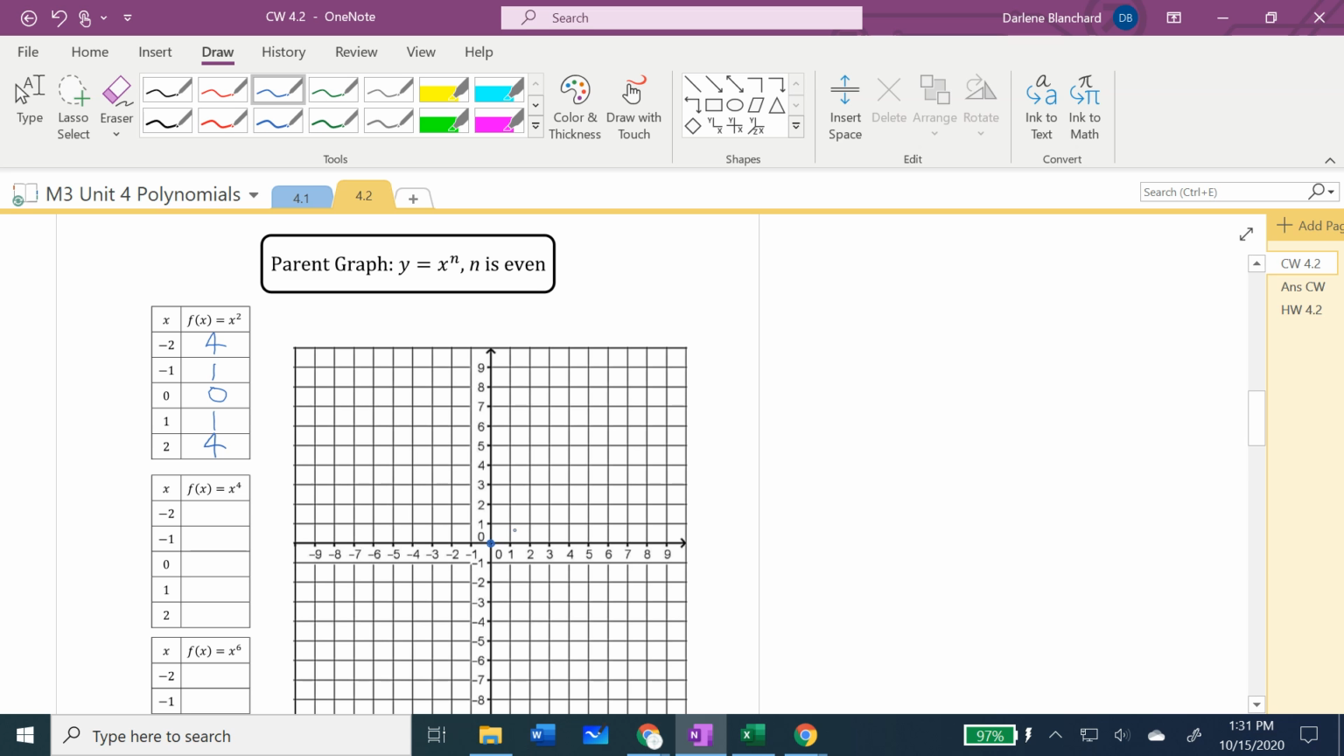And I'm going to plot those points, and lightly draw a lovely little parabola. Hi, look at me. I'm a cute little parabola. Yay!